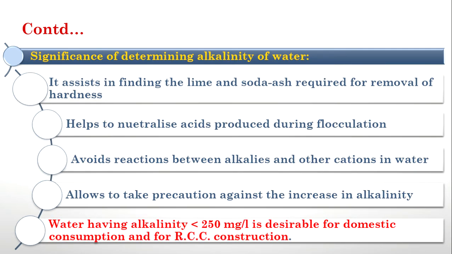Now there are many advantages of finding the alkalinity of water. We can find the lime and soda ash required to remove the hardness. It helps to neutralize the acids produced during flocculation. It avoids the reactions between alkalies and other cations in water. It allows us to take precaution against an increase in alkalinity. So all these are the advantages of alkalinity. And alkalinity less than 250 milligram per liter is desirable for domestic consumption and for RCC construction.